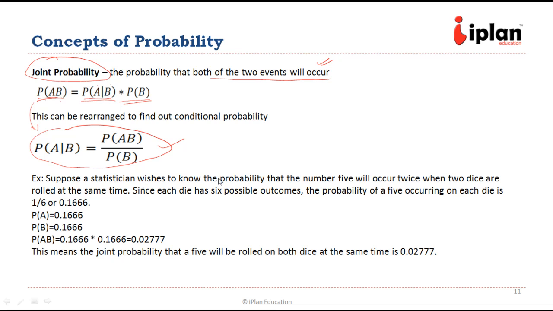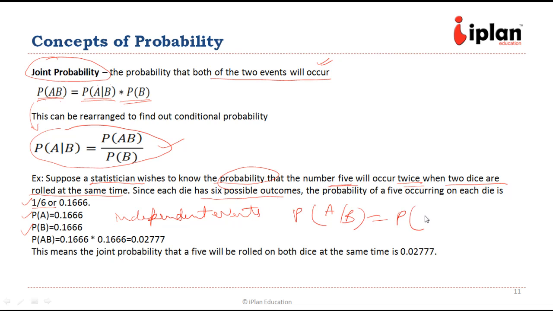Suppose a statistician wishes to know the probability that number 5 will occur twice when two dice are rolled at the same time. We want to see what is the chance that 5 is occurring on both the dice. Since each die has 6 possible outcomes, the probability of 5 occurring on each die is 1 by 6. 1 by 6 for A, 1 by 6 for B. And we know that these two events are independent events. So we know the probability of A given B is the same as probability of A, since it really does not matter whether B has already happened or not.